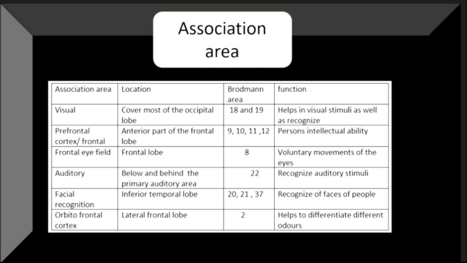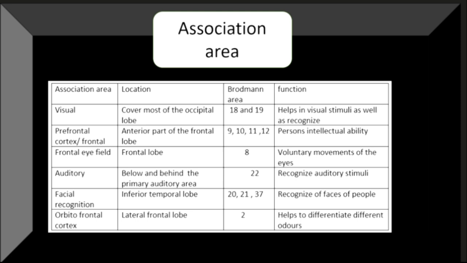And next is the frontal eye field. The frontal eye field is present in the frontal lobe, and it controls voluntary movement of our eyes. During an exam, you look around here and there, right, to copy the answers from your friends. This is because of the frontal eye field. If it is not there, you cannot copy from others.